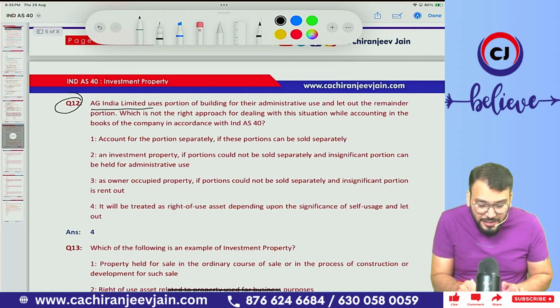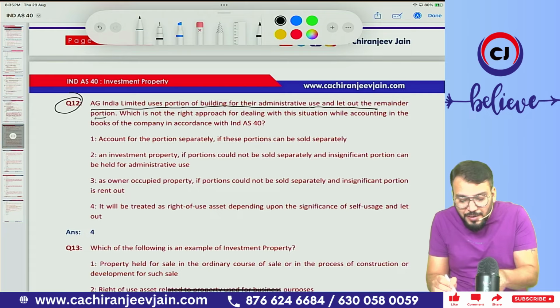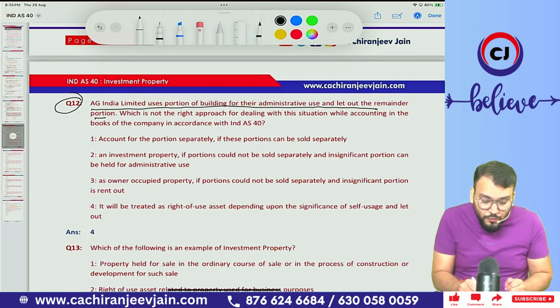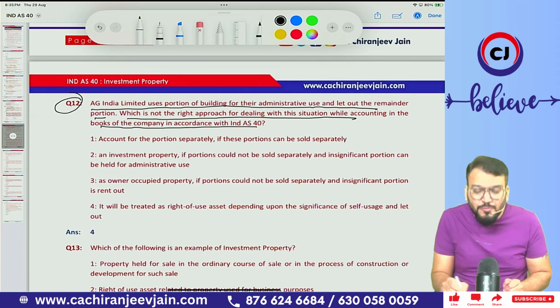AG India Limited uses a portion of the building for their admin use and lets out the remainder portion. So they are using a portion of the building for admin purpose and let out the remainder. Which is not the right approach for dealing with the situation while accounting in the books of the company in accordance with Ind AS 40? So this is a question of dual use property. Let us see the approach.